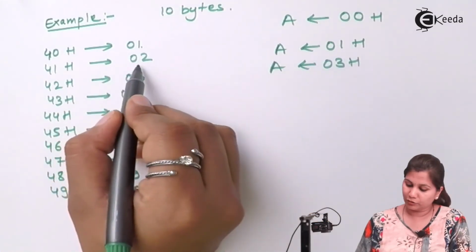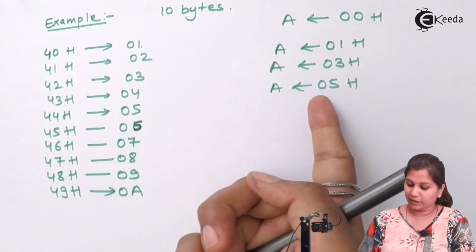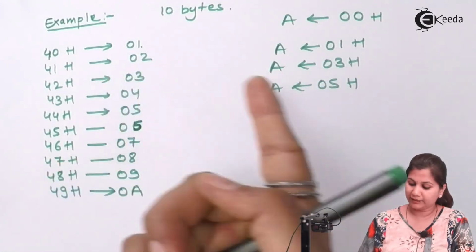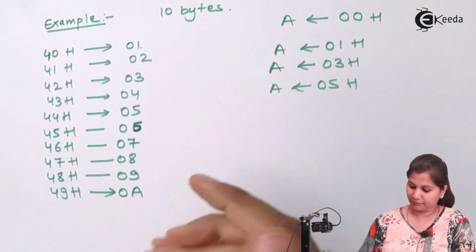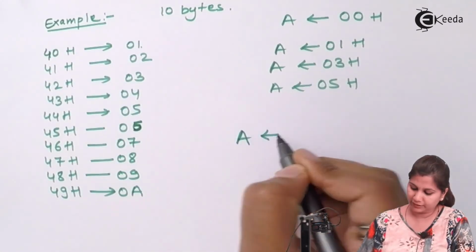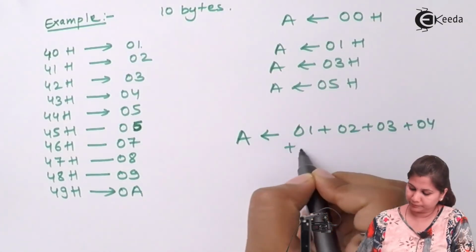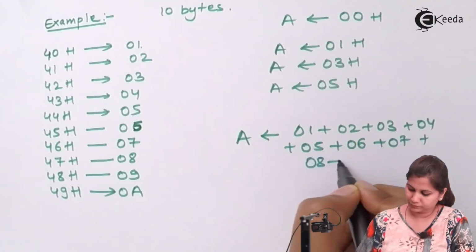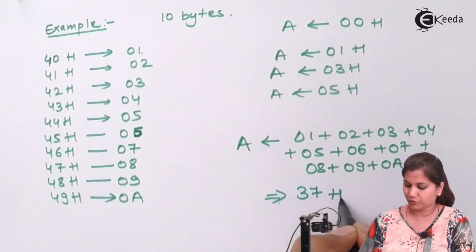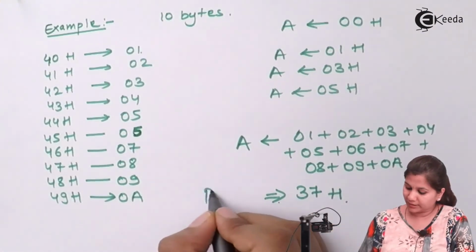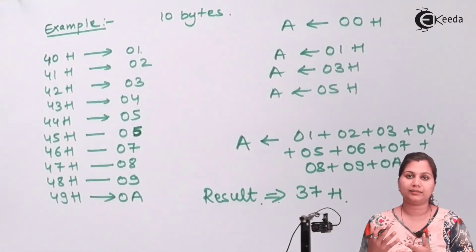Then 03 plus 02, 05 will be there. In this way, the accumulator which is having the result will be added with every next number. And after the addition of all these 10 bytes in the accumulator, we will get 01 plus 02 plus 03, and this is equals to 37H. So our result is 37H. In this way, we are adding the numbers.